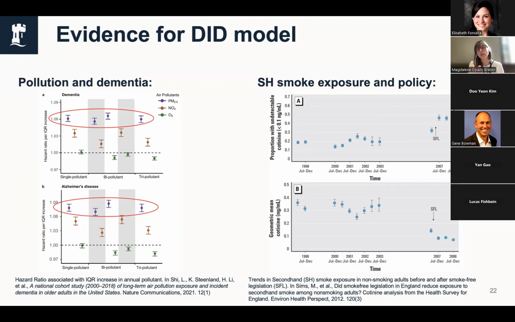And in relation to secondhand smoke exposure and the policy in the UK, there's this evidence that the proportion of people with undetectable cotinine levels increased up to 2007, when the smoke-free legislation was imposed in the UK, or in England. And also the geometric mean for cotinine decreased after the policy was implemented in July 2007.